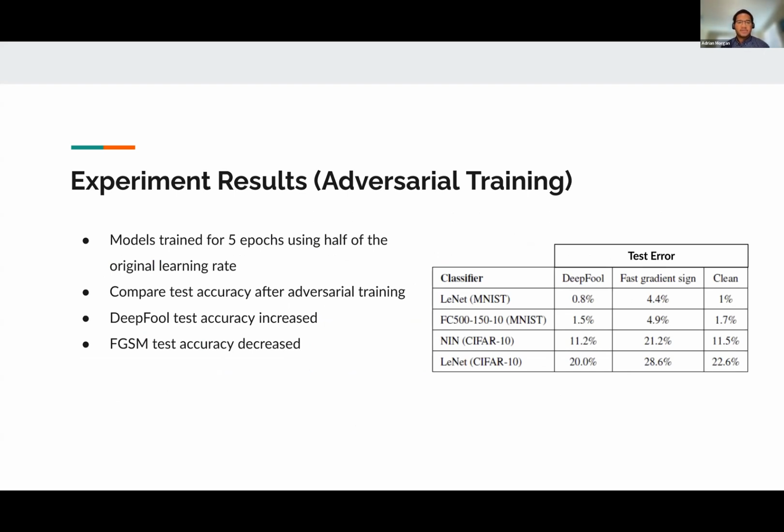So some experimental results. Each model was trained for 5 epochs using half of the learning rate. And on the right, you can see the test error for each classifier and attack method. So you can see the test accuracy increases after training on the DeepFool adversarial images, while the FGSM test accuracy decreases. And we'll see why in a bit.